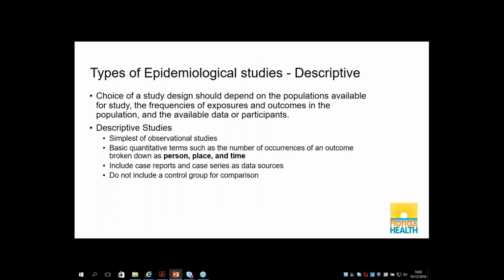So we have different types of epidemiological studies, and so we're going to focus right now on descriptive. So choice of a study design should depend on the population available for study, the frequencies of exposures and outcomes in the population, and the available data or participants. Descriptive studies are the simplest of observational studies. They're basic quantitative terms, such as the number of occurrences of an outcome, broken down as person, place, and time. They include case reports and case series as data sources, and they do not include a control group for comparison. So these are really going to be our simplest of observational studies.